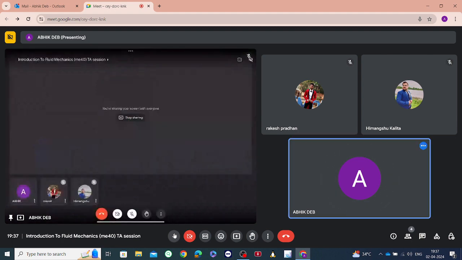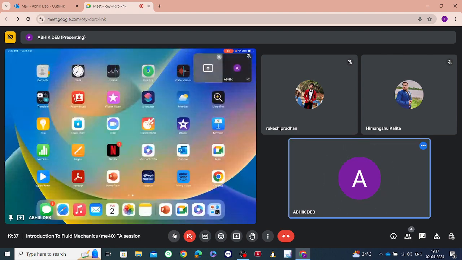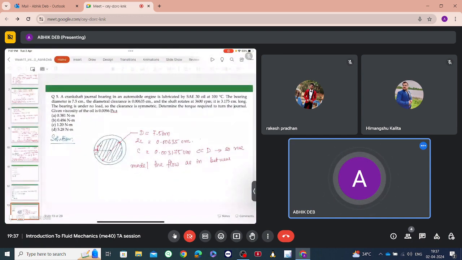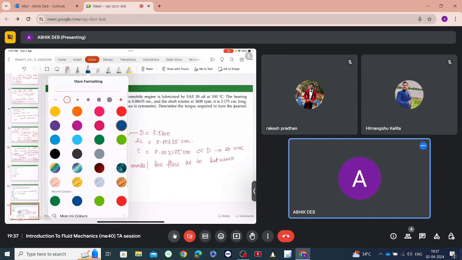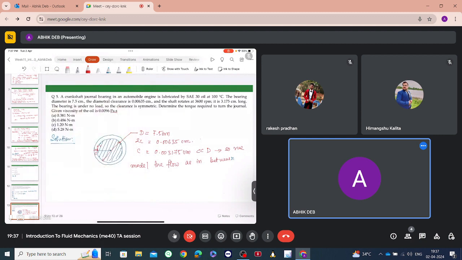Okay, so yeah, the flow is in between two parallel plates, infinitely long, infinite parallel plates. Therefore the shear stress is mu into V minus 0 by C. So mu pi dn by 60C.